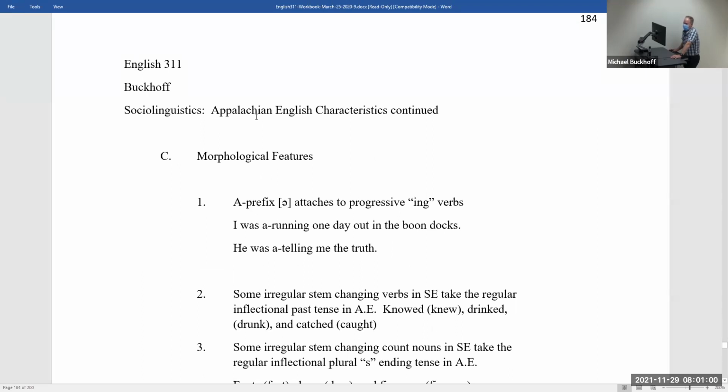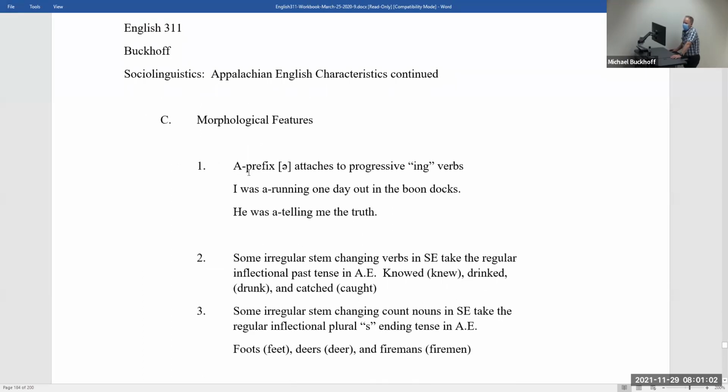Morphological features with Appalachian English. You have the a- prefix that attaches to progressive -ing verbs. I was a running one day out in the boondocks. He was a telling me the truth. You see how you have that prefix there? It says too, some irregular stem changing verbs in standard English take the inflectional past tense in Appalachian English.